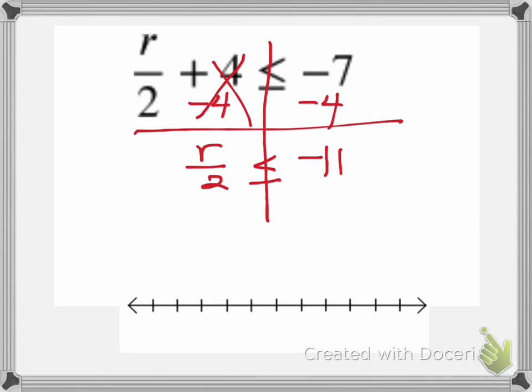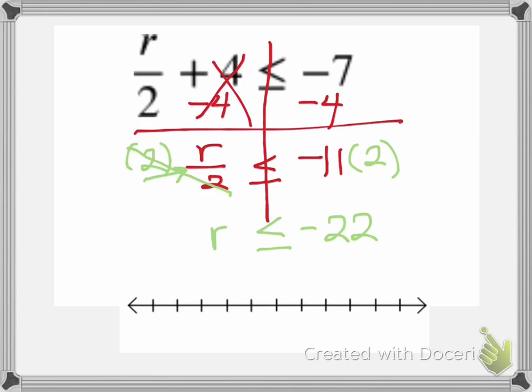Now I want to do the inverse operation of r over 2. Now remember, the fraction bar indicates divide, so the inverse operation would be multiply. So if I multiply both sides by 2, my 2's eliminate. So my r is less than or equal to negative 22.